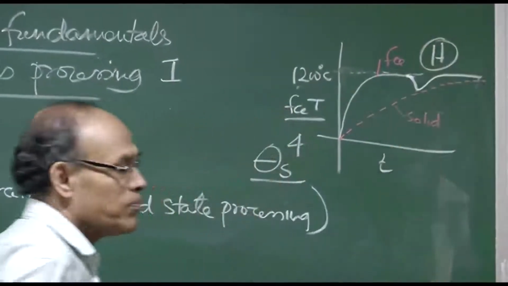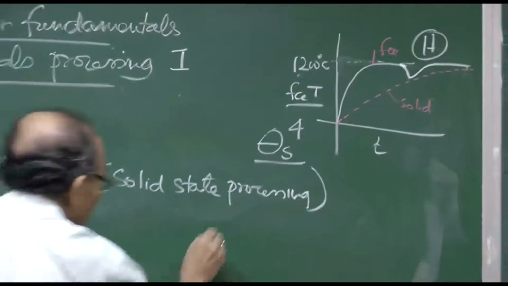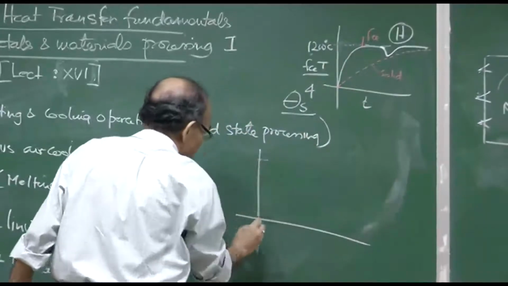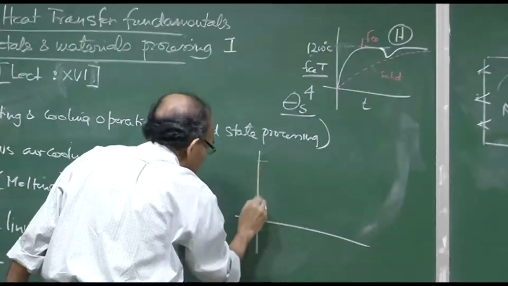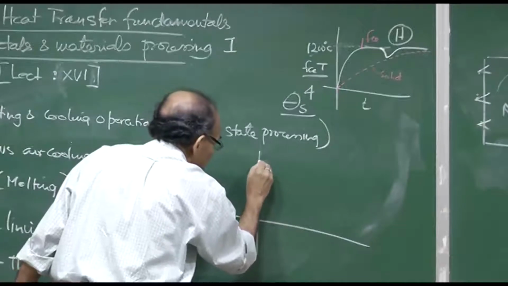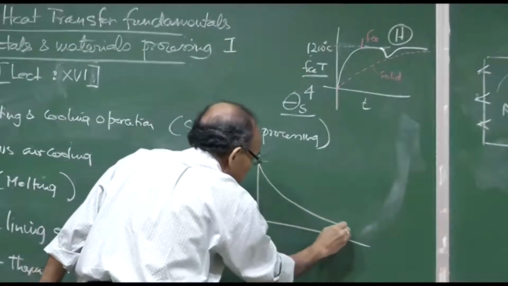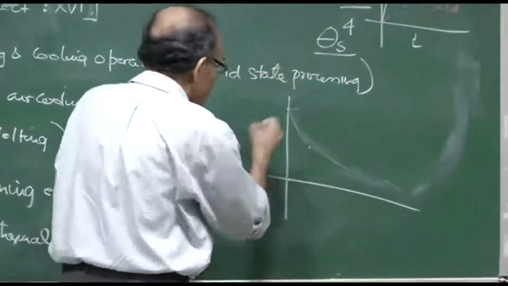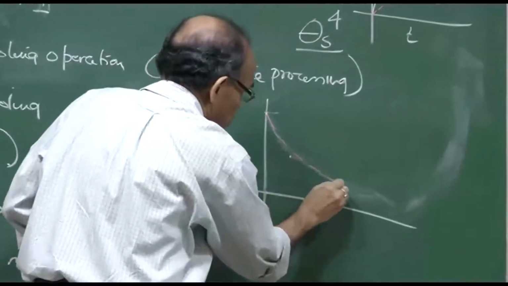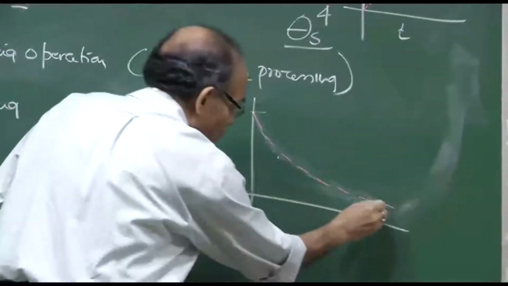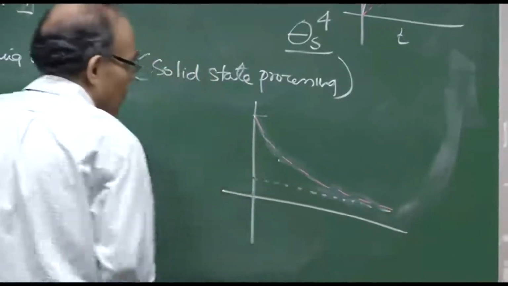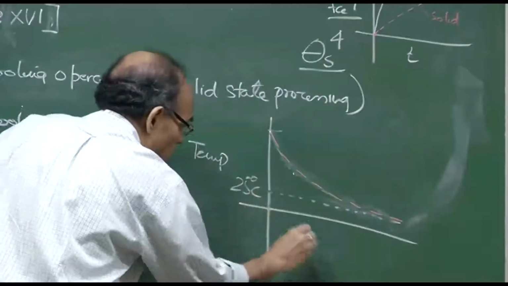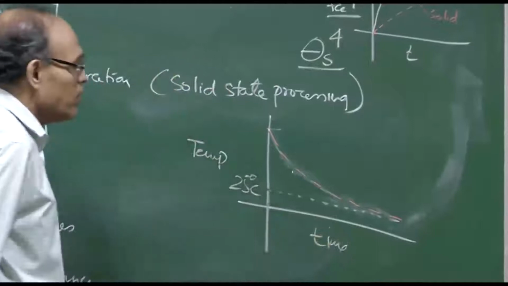H for heating. Now, similarly if you look at the cooling operation, we have gotten to this temperature, the 1200 degrees centigrade. I will draw it like this, which is better so that you are not confused, and this is my ambient temperature, which is 25 degrees centigrade, and this is time, and this is the cooling operation.